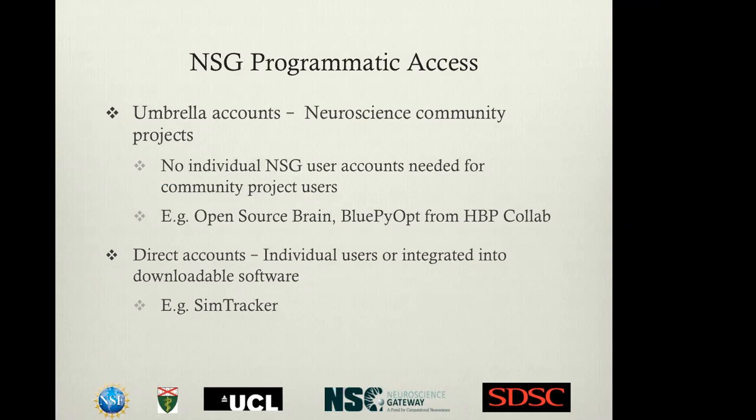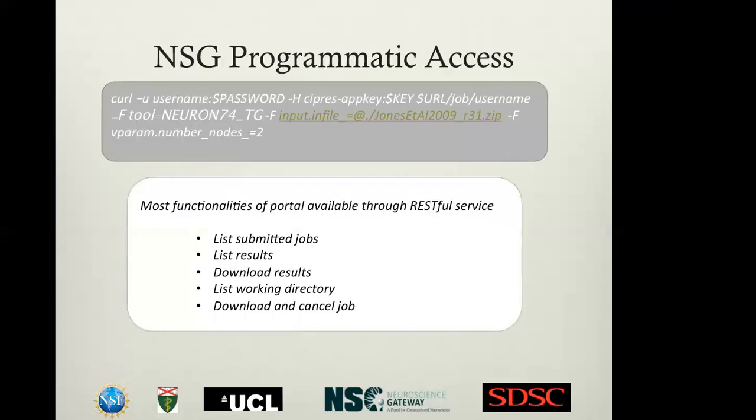The other way, which is the more common choice, is if you want to use this RESTful API from your application immediately, you can use it through the direct access. So the examples would be like you have your own custom pipeline, a series of steps out of which one particular part of your code wants to use NSG, and you're running it on your own laptop. You can programmatically submit from your laptop to NSG and get the results back. Or let's say you're developing software, a downloadable software for a wider user community, and you want to incorporate this RESTful access as a part of the software, you can do that. We have a postdoc who's developing SimTracker for tracking neuron simulations, and she's incorporating NSG as a part of the software.